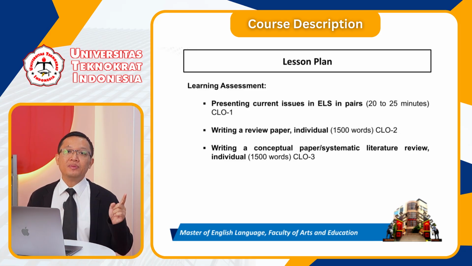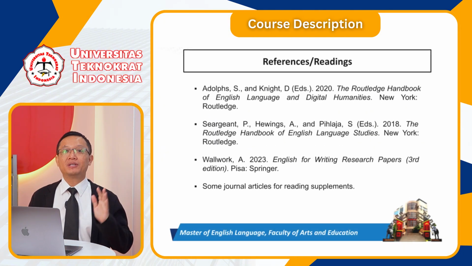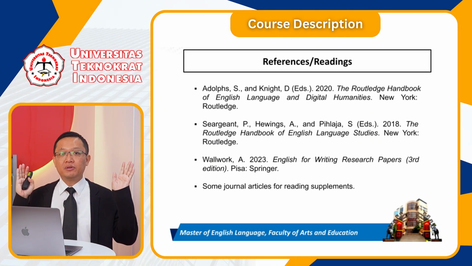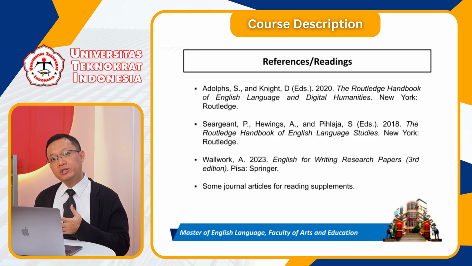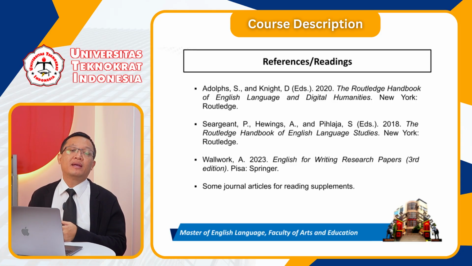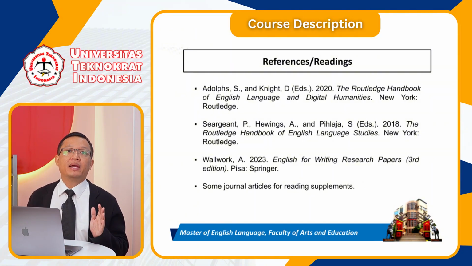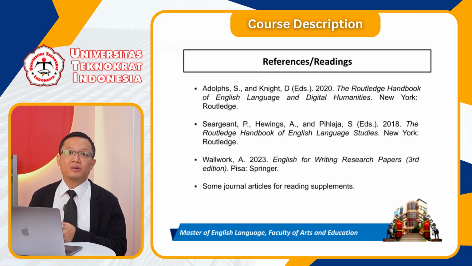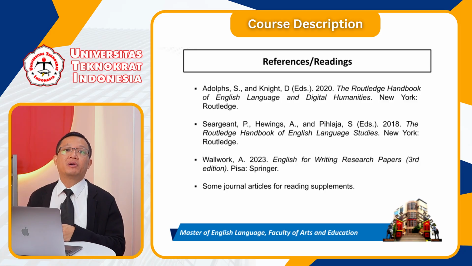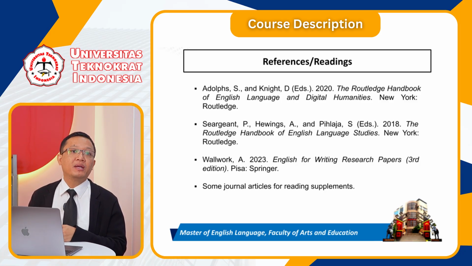So let us start with the references and reading. So this is your compulsory reading. So I hope that you can read all of the textbooks. I will provide you with the textbooks, the soft copy, then you can read at home or discuss with your friends. All right. So these are the references from Adolphs and Knights, Handbook of English Language and Digital Humanities, published in 2020. Then from Sargent, Wings, and Pilaja, 2018, also about the Handbook of English Language Studies. And the last one is English for Writing Research from Warwick, 2023.